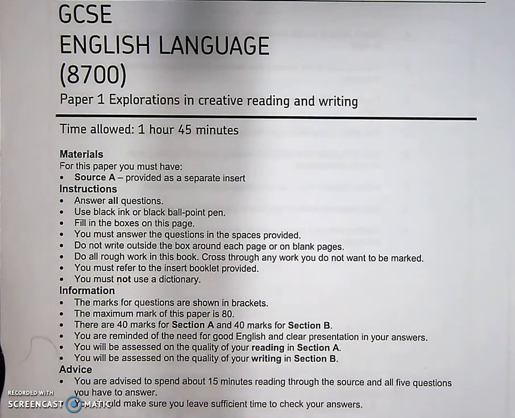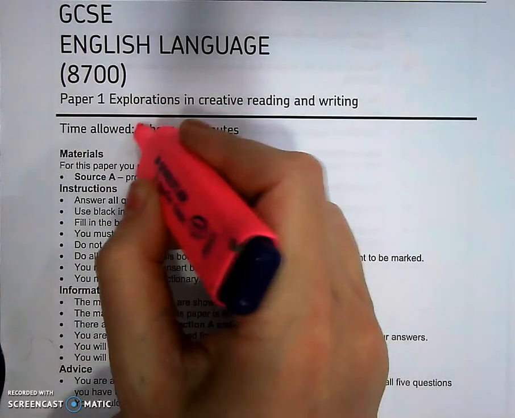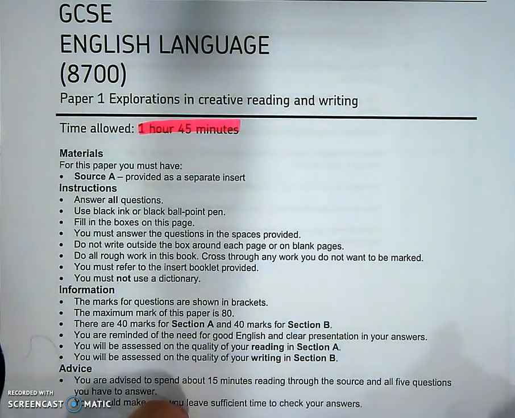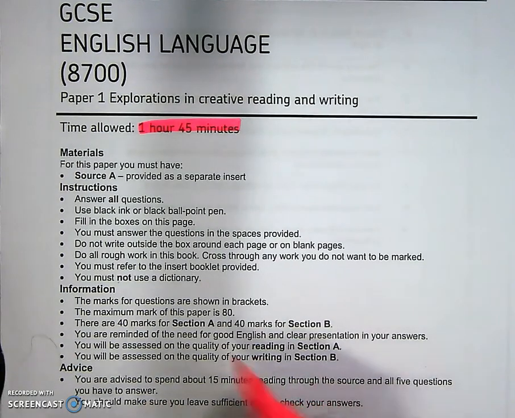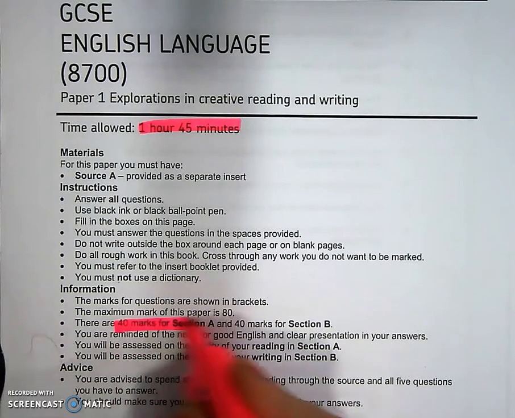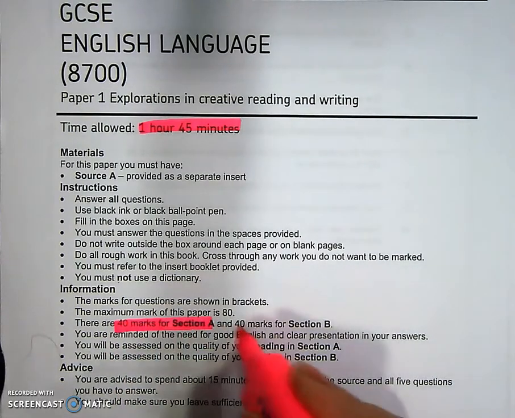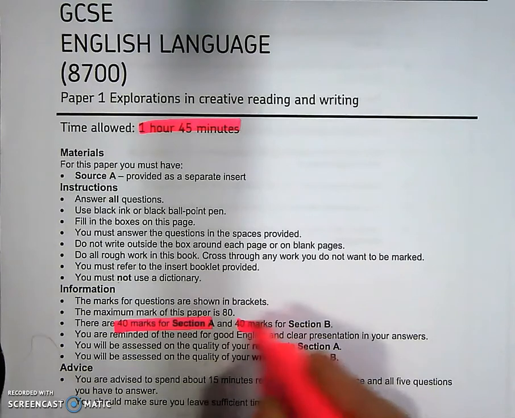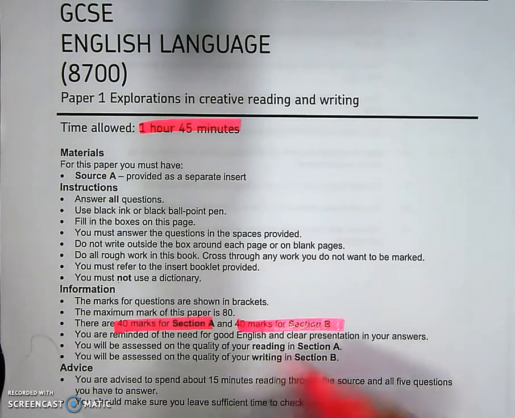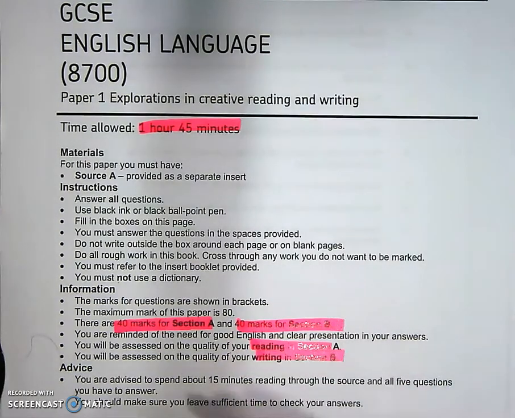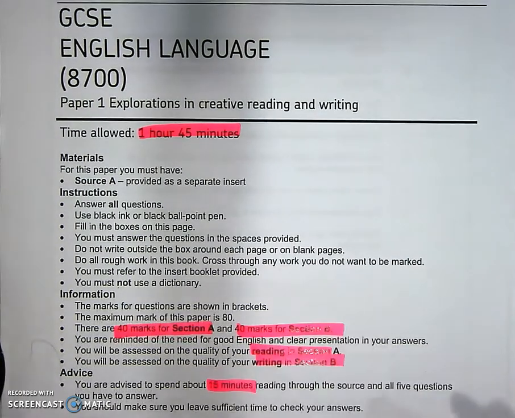Okay, so we've got paper 1 here. On the front page, it's going to tell us and give us our timings. So we've got 1 hour and 45 minutes to answer the paper. We've also got 40 marks, it tells us, available for section A, which is the reading section, and 40 marks for section B. We've got reading and our writing section. It says you're advised to spend around 15 minutes reading through the source and all 5 questions that you have to answer. Okay, so you've been given some preparation time.